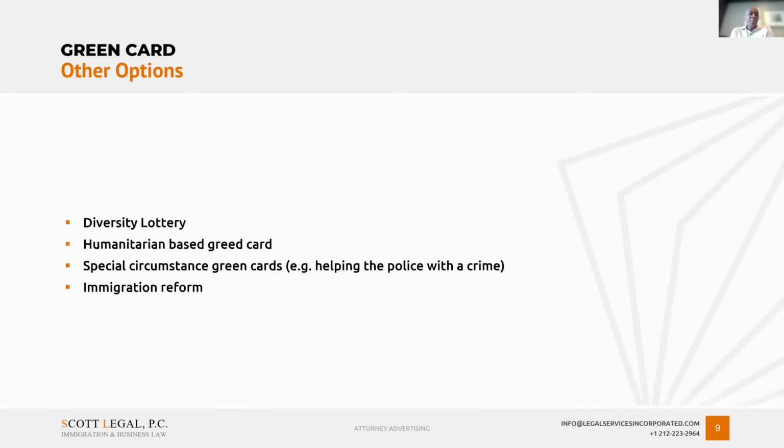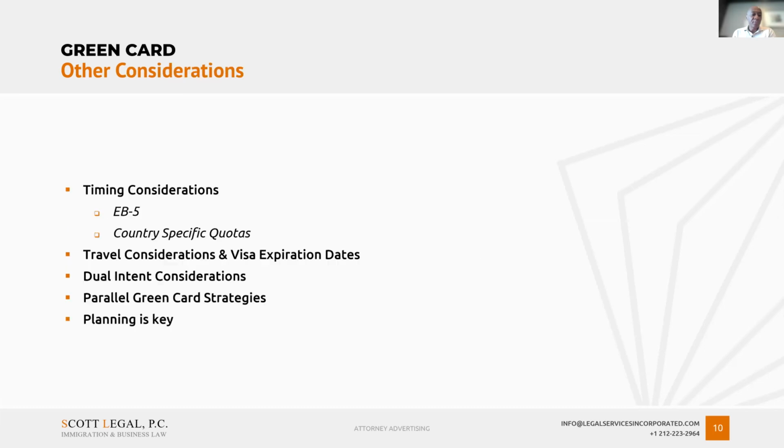The other green card options that people on non-immigrant visas move to include the diversity lottery, that's coming up this October. So, definitely keep your eyes open for that. Sometimes humanitarian-based green cards, when you help police solve a crime, or if you're a victim of domestic violence, you can get a green card. So those are other options. Sometimes asylum can result in a green card. The immigration reform is something that we hope for, but we haven't seen any movement on recently.